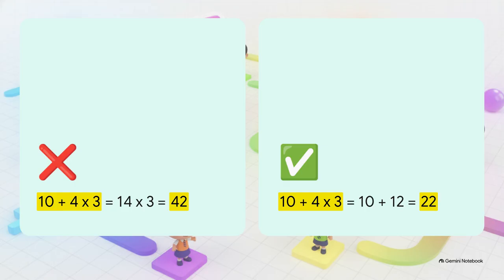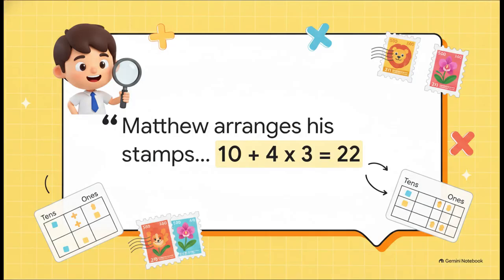The other side shows the true path. Multiplication has to happen before addition. 4 times 3 is 12, plus 10 is 22. But you're probably wondering why. Well, this real-world textbook scenario brilliantly illustrates the why.